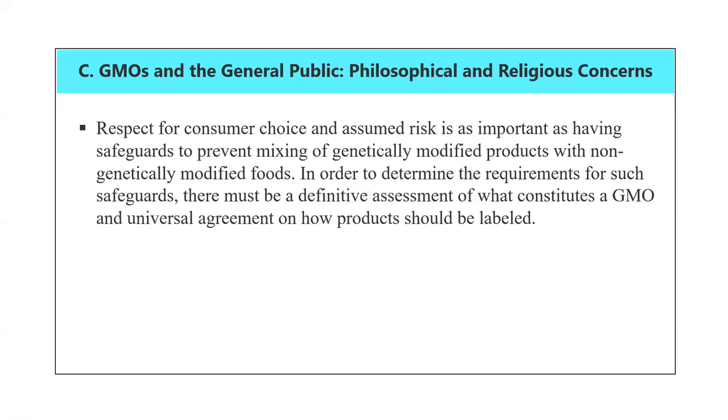Okay, so respect for consumer choice and assumed risk is as important as having safeguards to prevent mixing of genetically modified products with non-genetically modified foods. So in order to determine the requirements for such safeguards, there must be a definitive assessment of what constitutes a GMO and universal agreement on how products should be labeled. So we have to be thankful with the levels of classification by the Non-GMO Project, of which they're able to identify if that particular product is a GMO, if it's a high-level risk, if it's a non-risk, if it's a monitored risk, and the other classification.